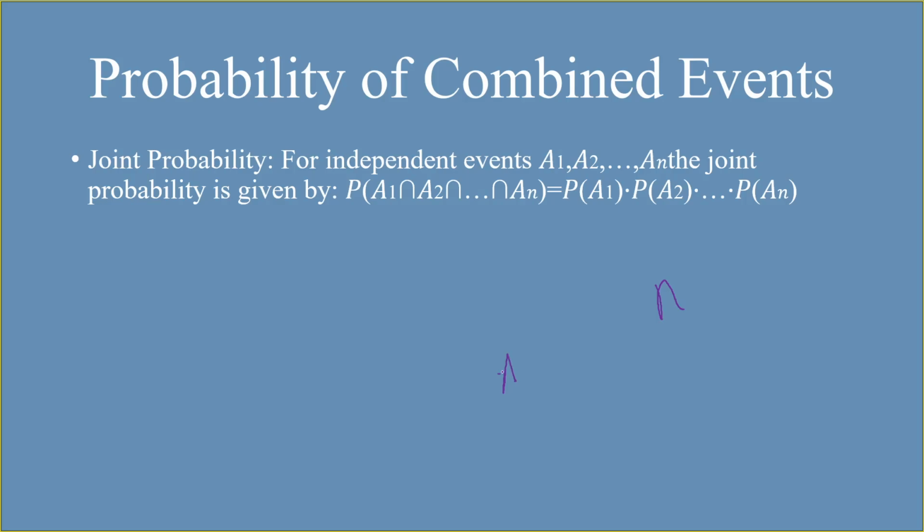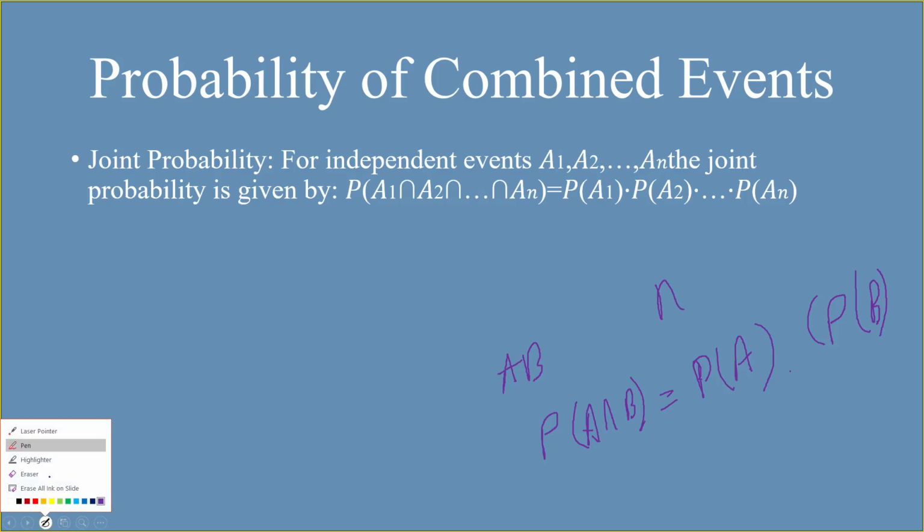Same as we have seen earlier, when I have A and B, if I am doing P of A intersect B, here we will be getting P of A multiplied by P of B, right? So the same goes for this one. When we are doing it from A1 to AN, we will be multiplying each and every probability. The probability of combined events will be the multiplication of each and every value.